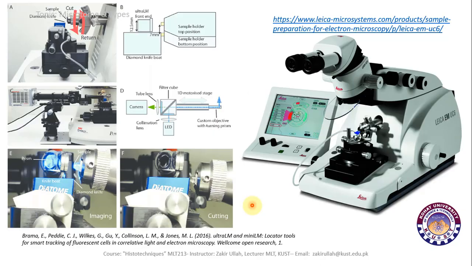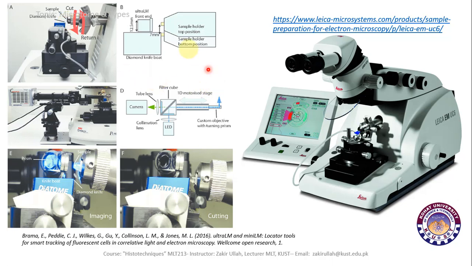This is the working of this ultramicrotome. Here is the microscope which is attached to the ready-made and fully automated ultramicrotome. Here small sections can be prepared. This is the working of the microtome. Here is a diamond knife, and the sample is prepared to be cut.